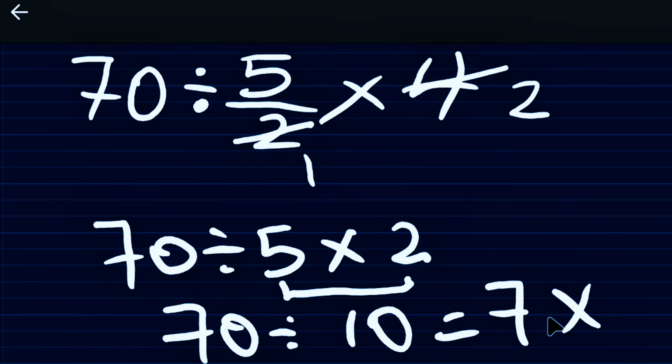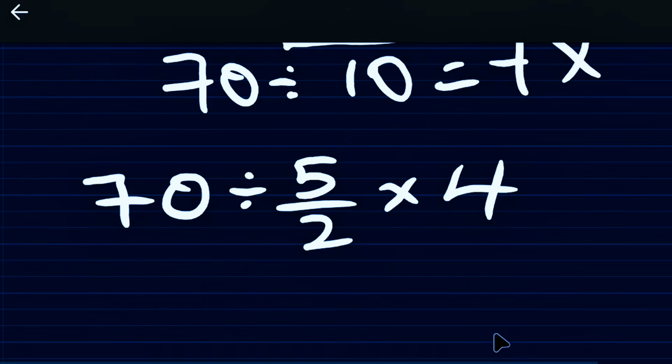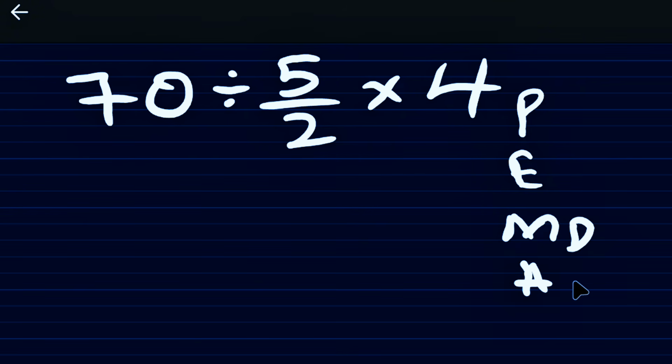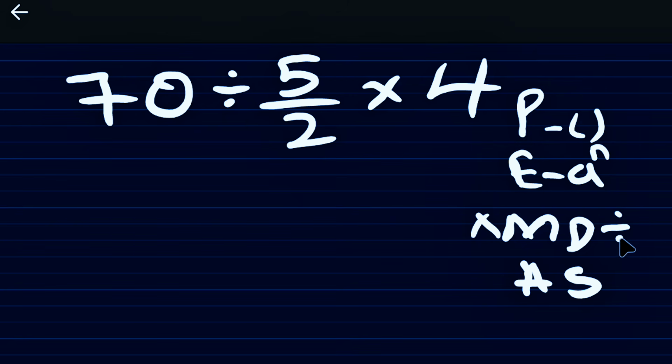But this is totally wrong, because according to the order of operations, which is PEMDAS, okay, let's write it: P, E, M and D, A, S, where P is parentheses, E is exponent, M and D is multiplication and division, A and S are addition and subtraction, okay? And remember that multiplication and division are of the same priority. Irrespective of their position, you have to solve from left to right, okay?